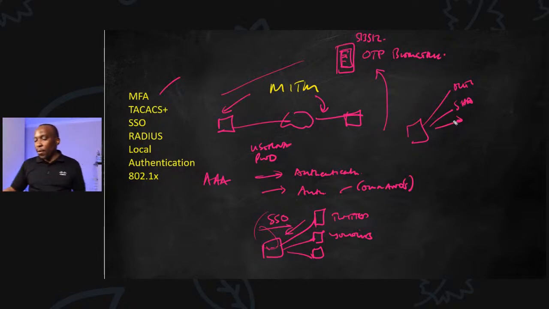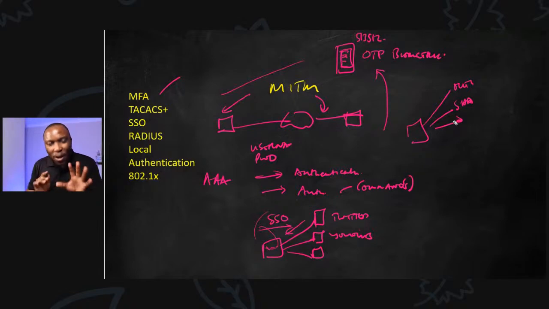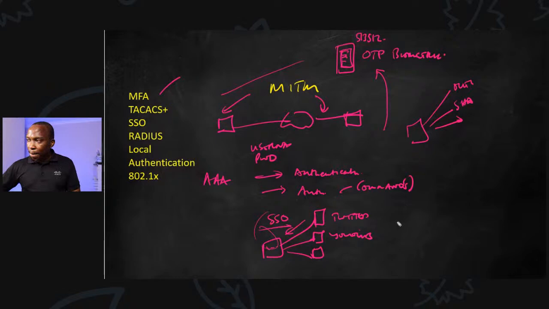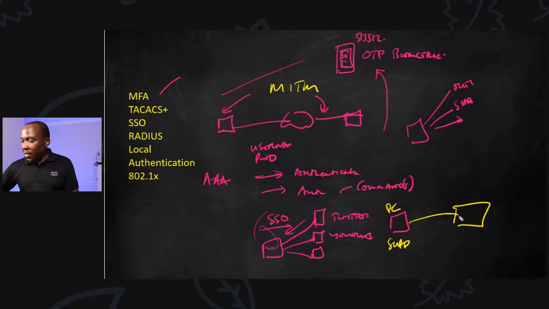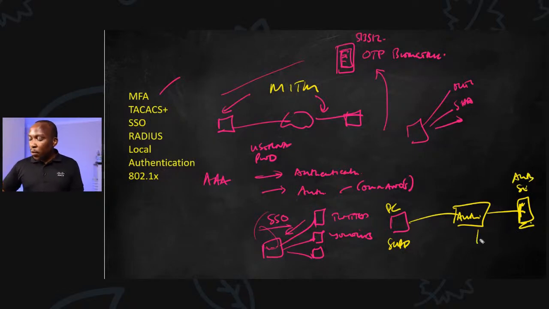Radius, we spoke about 802.1x, and we said 802.1x is made out of 3 components. We've got the supplicant, who is the PC, the authenticator, who is the switch, and then you've got the authentication server. And the communication between the authenticator and the authentication server, we said we use Radius.